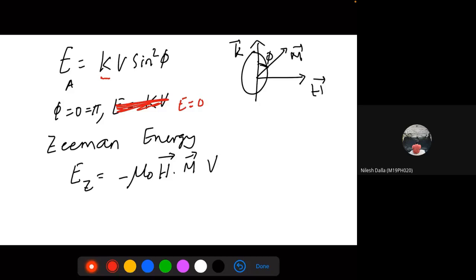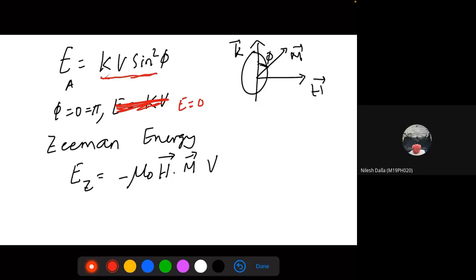But if there is a small deviation, your energy will be given by this formula, KV sin squared phi. And then if you have an external field H, then you also have a Zeeman energy, right? This magnetostatic energy is given by mu naught H dot M, and this V is your volume. So this is your Zeeman energy due to the external field.